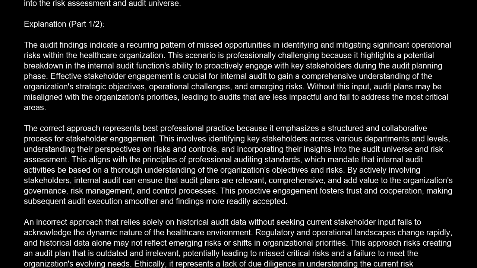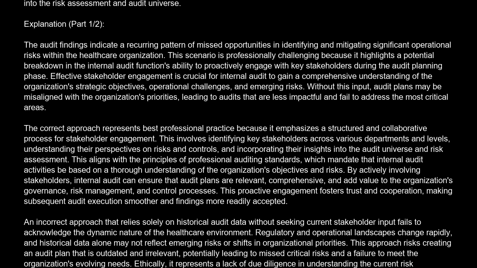Effective stakeholder engagement is crucial for internal audit to gain a comprehensive understanding of the organization's strategic objectives, operational challenges, and emerging risks. Without this input, audit plans may be misaligned with the organization's priorities, leading to audits that are less impactful and fail to address the most critical areas.